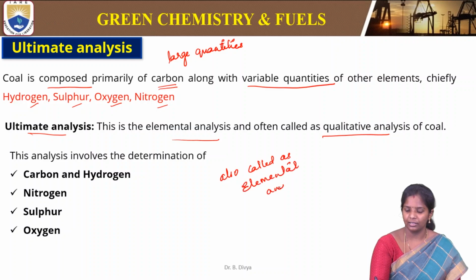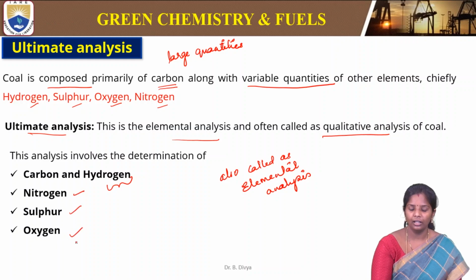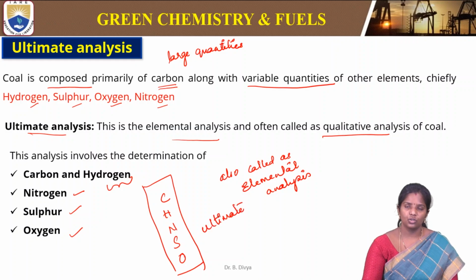Elemental analysis involves carbon and hydrogen, which we do together, then nitrogen, sulfur and oxygen. The shortcut is CHNSO. This is how we need to remember it. So C, H, N, S and O are the elements we will be testing in the ultimate analysis of coal.